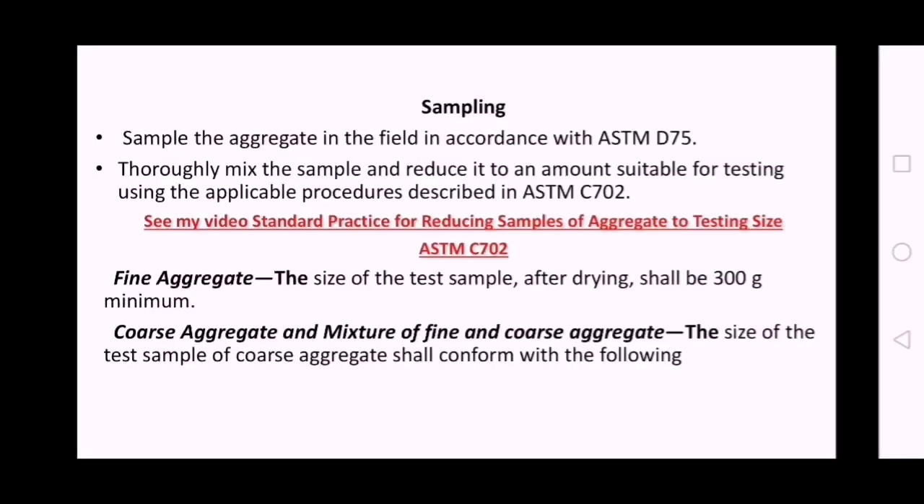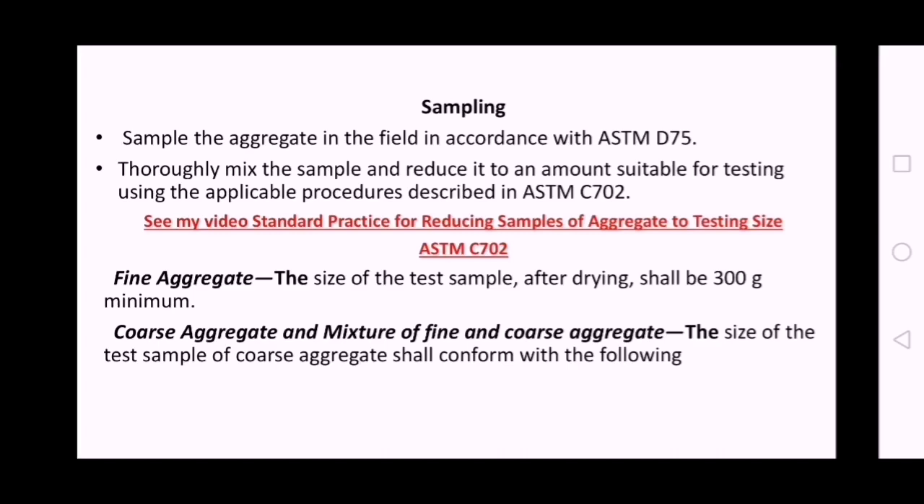Sampling. Guys, sample the aggregate in the field in accordance with ASTM D75. I will make a separate video for ASTM D75 on how we take the sample of aggregate in the field. Thoroughly mix the sample and reduce it to an amount suitable for testing using the applicable procedure described in ASTM C702. I will also make a separate video on how to reduce the sample of aggregate to testing size as per ASTM C702.